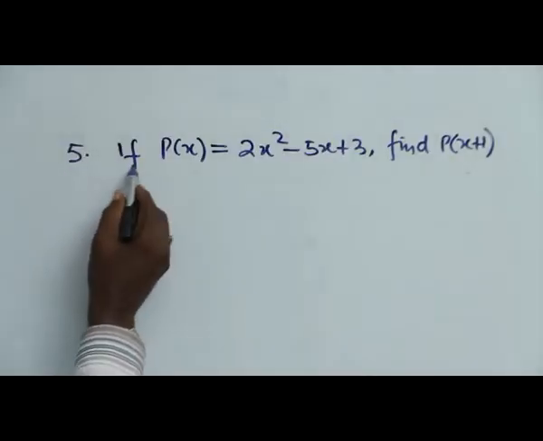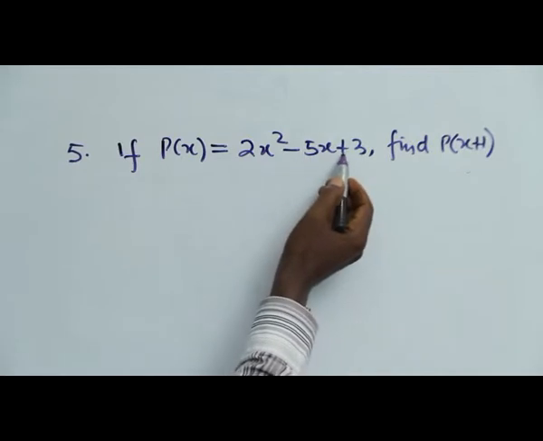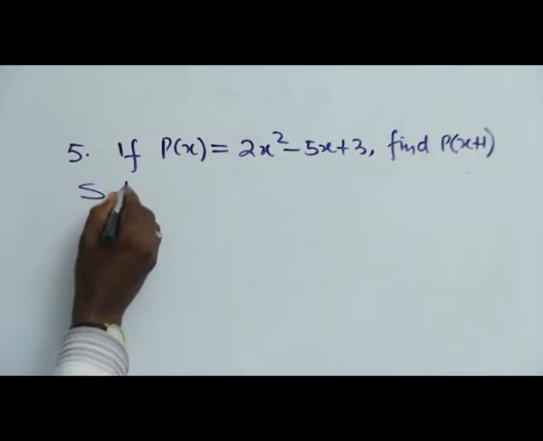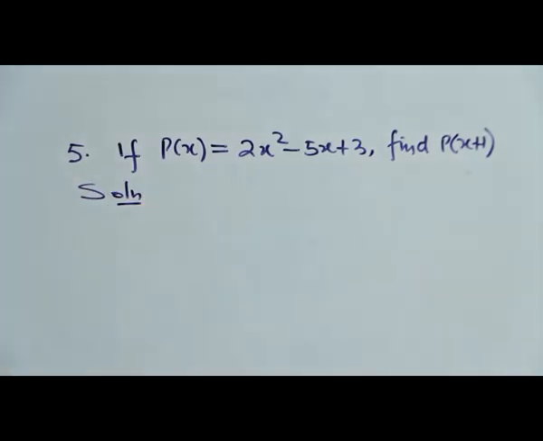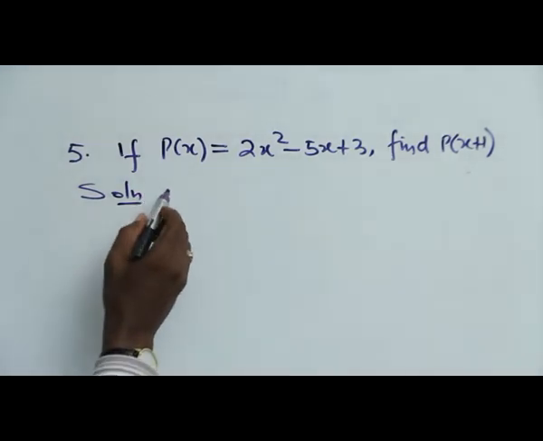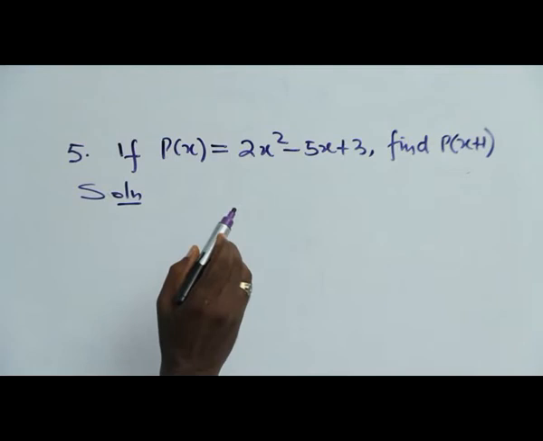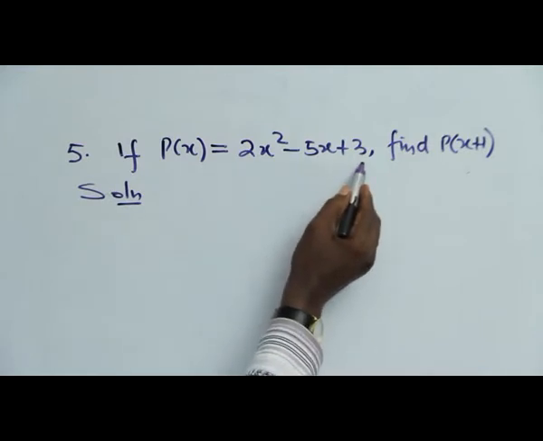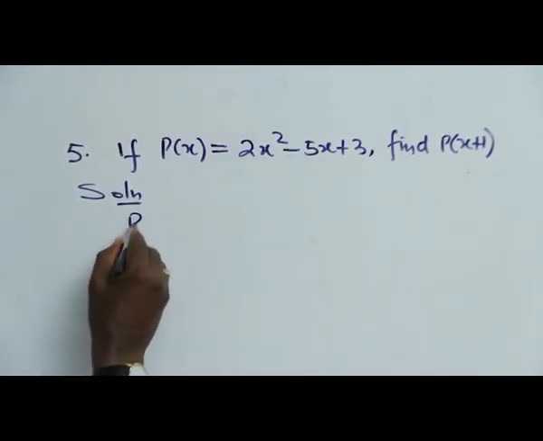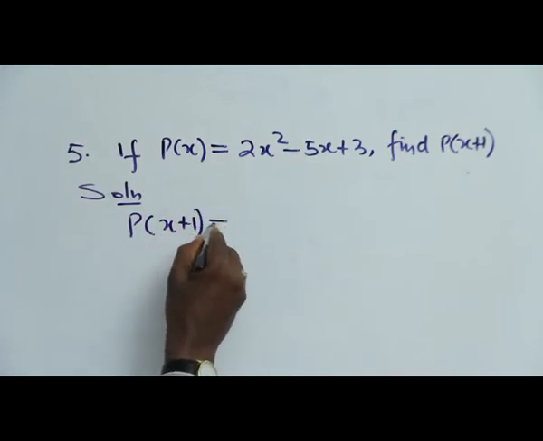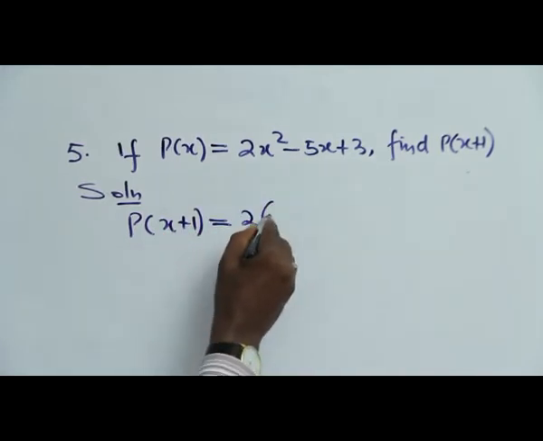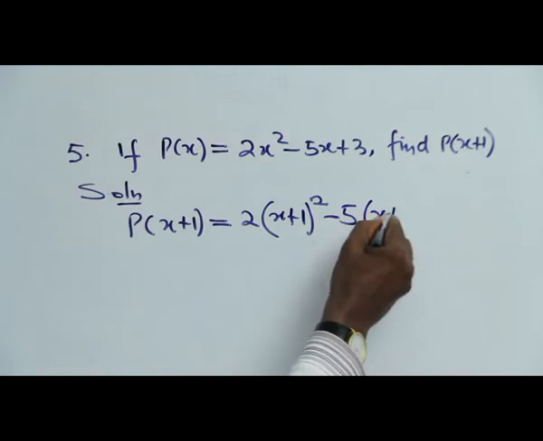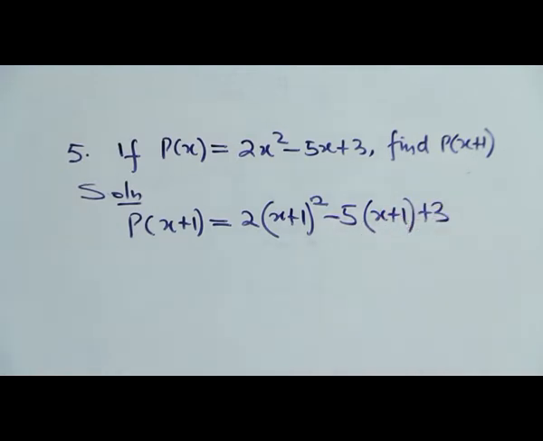Example number 5. If P(s) is equal to 2s squared minus 5s plus 3, find P(s plus 1). Solution. All you need to do in this case is replace s by s plus 1 in the expression or in the function. So you simply write your P(s plus 1) should now be equal to 2. In place of s, I will now write (s plus 1) all squared minus 5 and then another (s plus 1) and then plus 3. This is all we need.